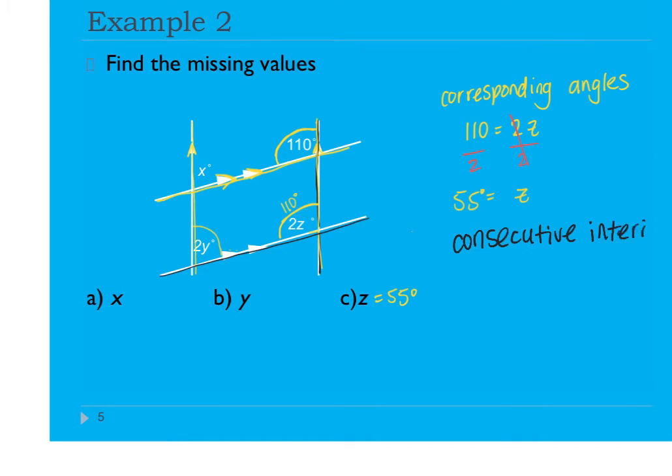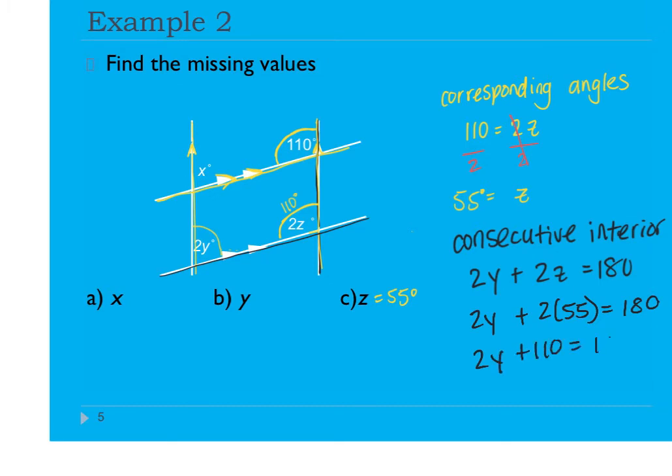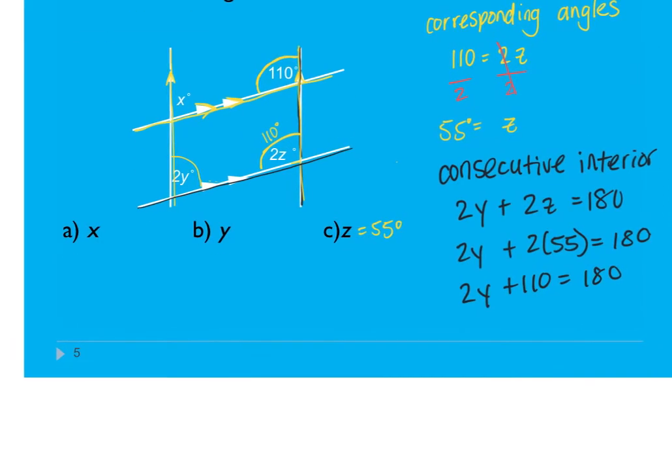They are what we call consecutive interior angles. Okay, so 2y plus 2z will equal 180. Now we know what z is. Z is 55, so 2y plus 2 times 55 equals 180. So now we just write 2y plus 110 equals 180. We subtract 110 from both sides. 2y equals 70. Divide by 2, y equals 35 degrees.